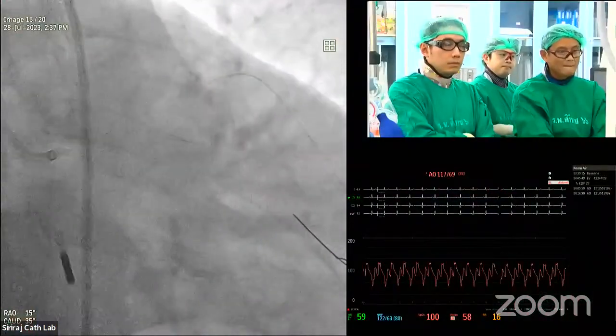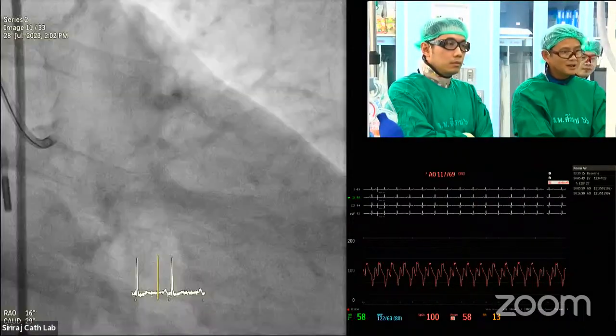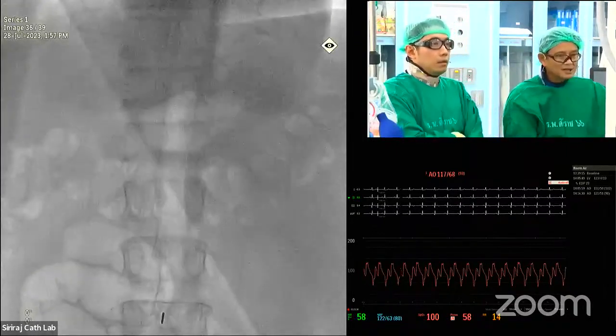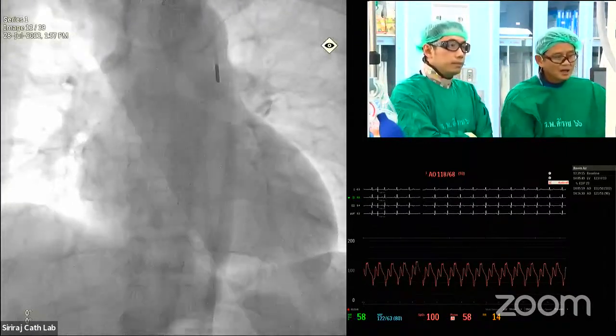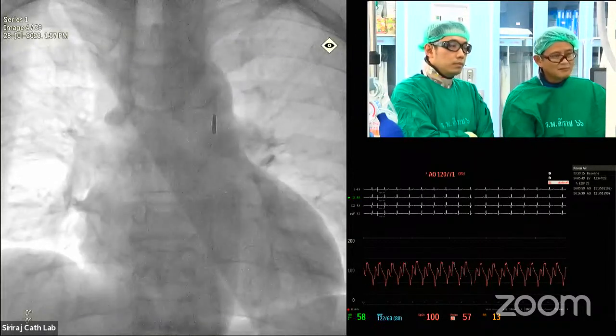Okay, so we have varying opinions there as well. Now we hear from Nattawut. What is Siriraj Hospital going to do for this case and why? So let us show the angiogram first. Okay. So we agree with the team. I think this patient is high risk, given that the EF is dropping and also there is the occlusion of the right.